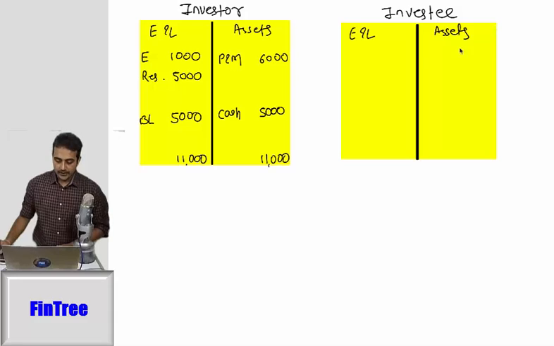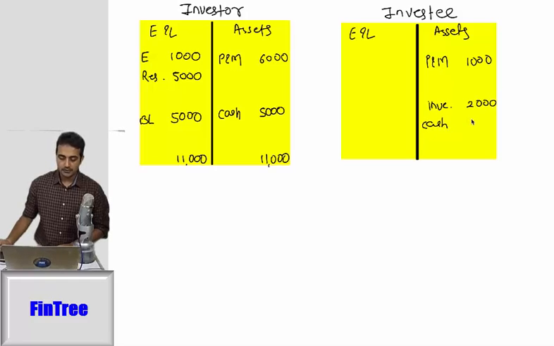Now investee, they have plant and machinery 1,000. They have inventory 2,000. Cash additional 1,000. Total 4,000. Bank loan 2,000. Equity 2,000. Total 4,000.